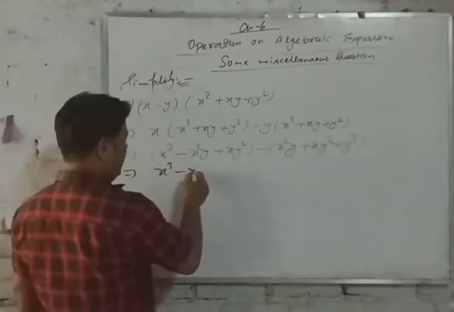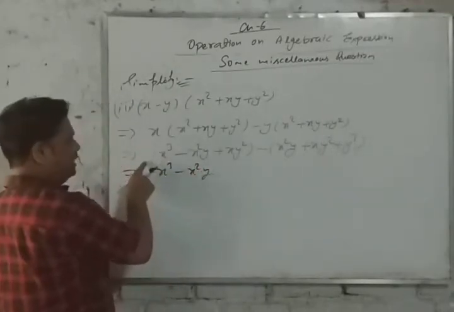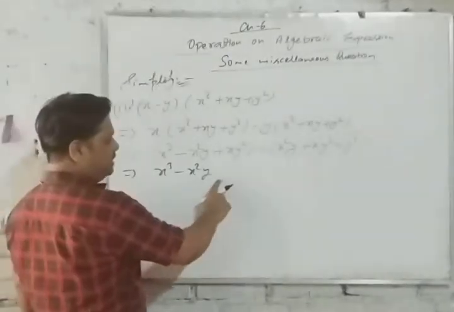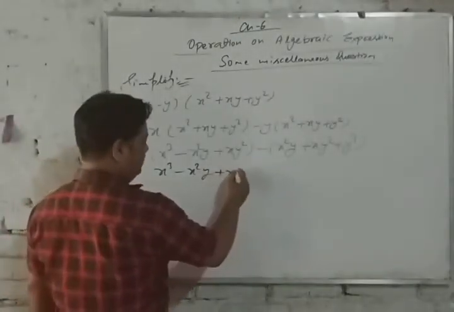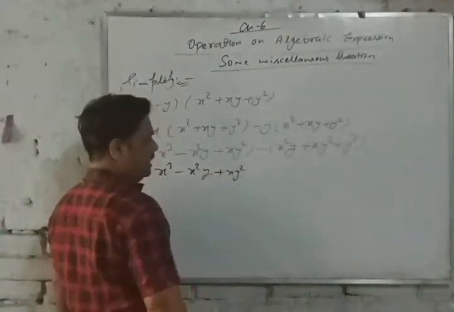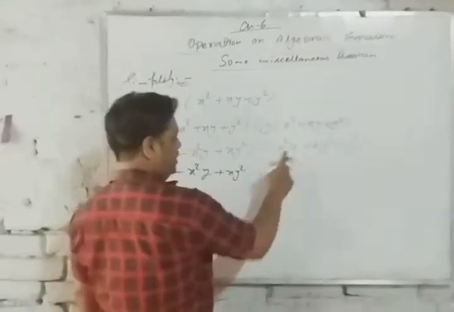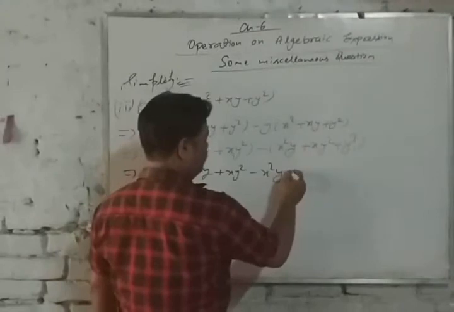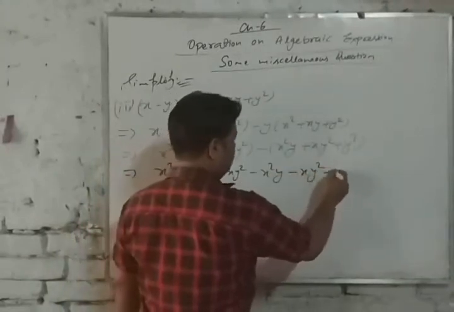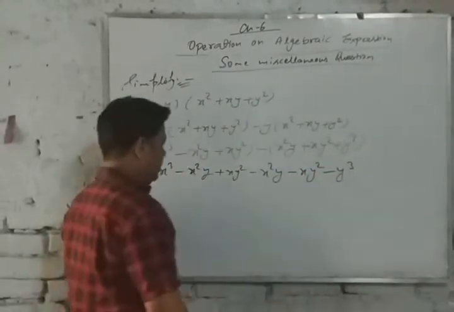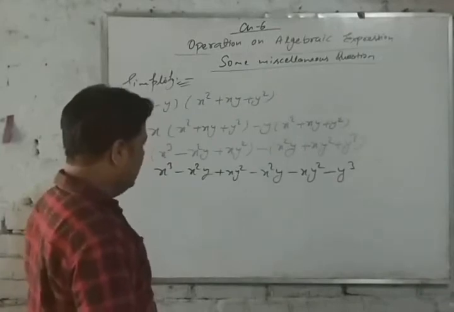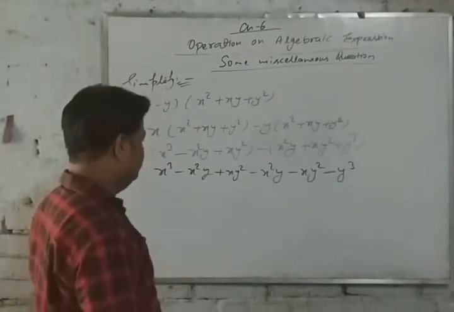x cube minus x square y. Here there is no sign, that is a plus sign, so we will not change the sign of this expression. But here there is a minus sign, so we have to change the sign of each term of this expression: minus x square y, minus xy square and minus y cube. Now let's see what is cancelled out.